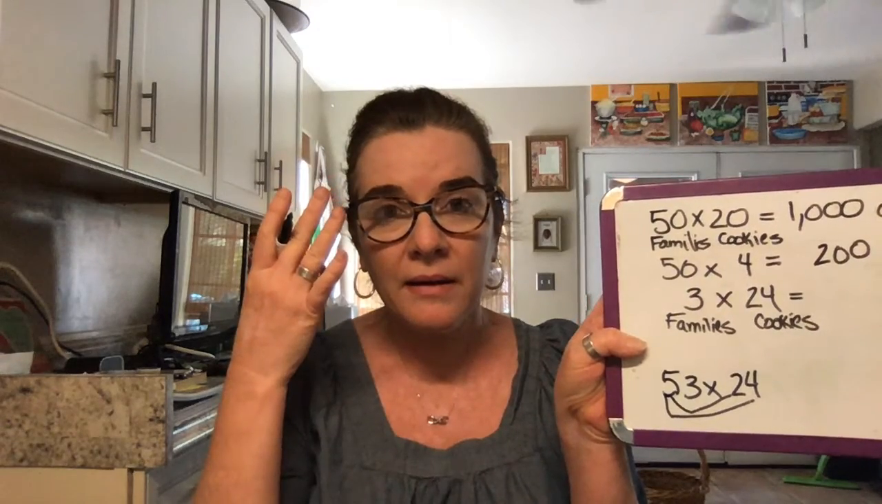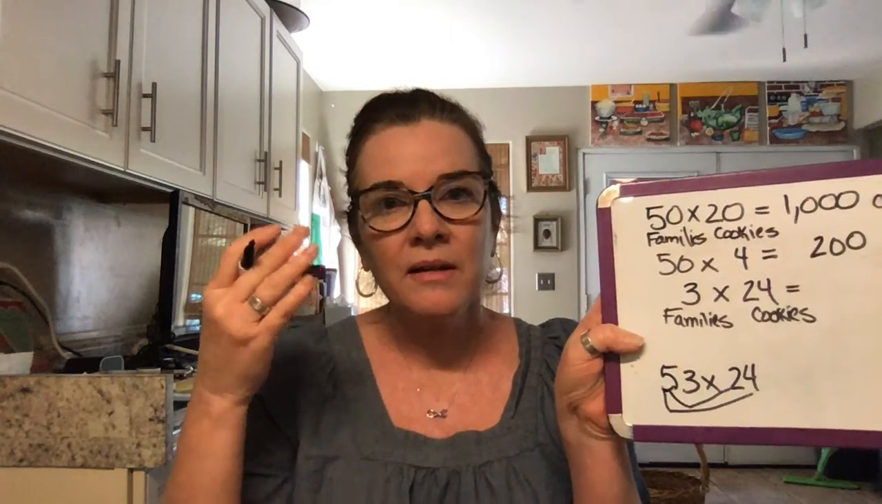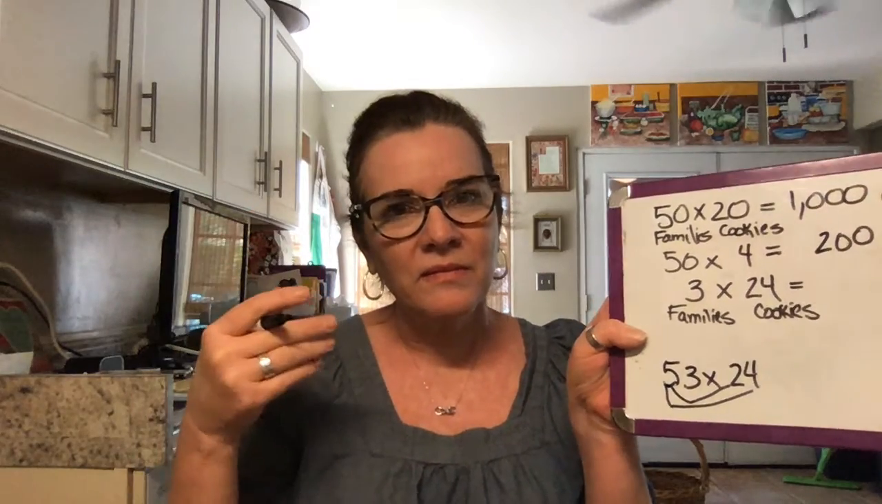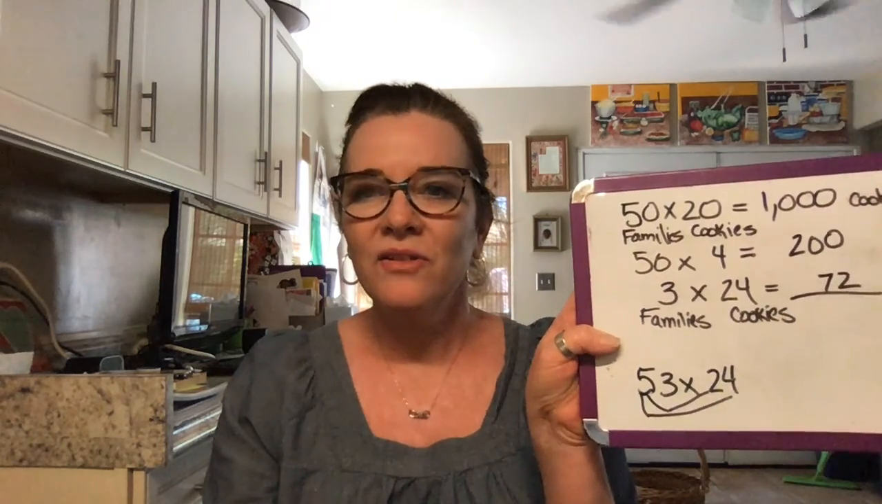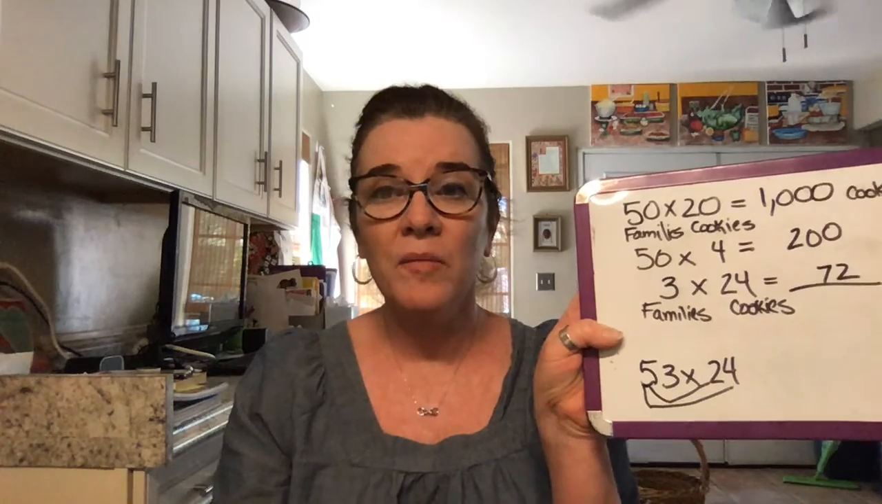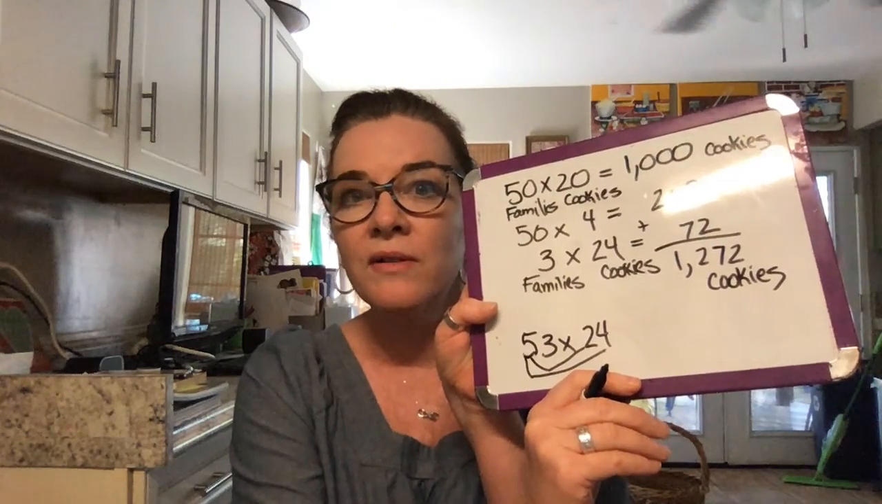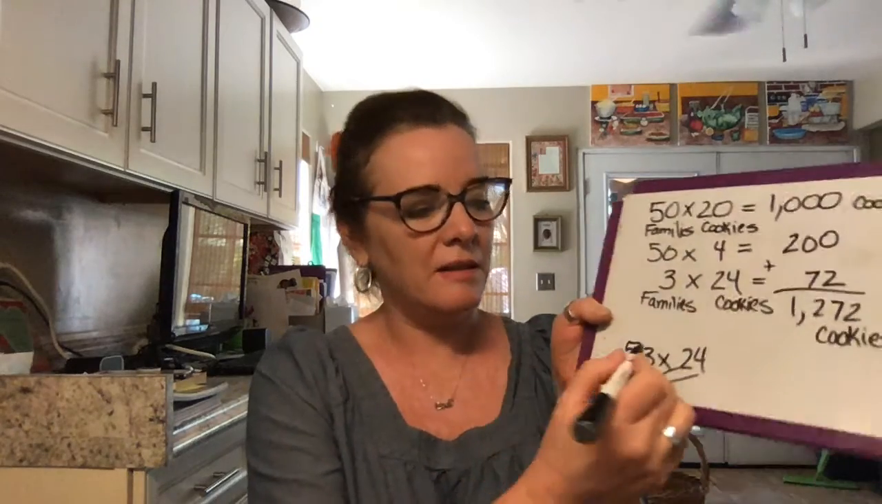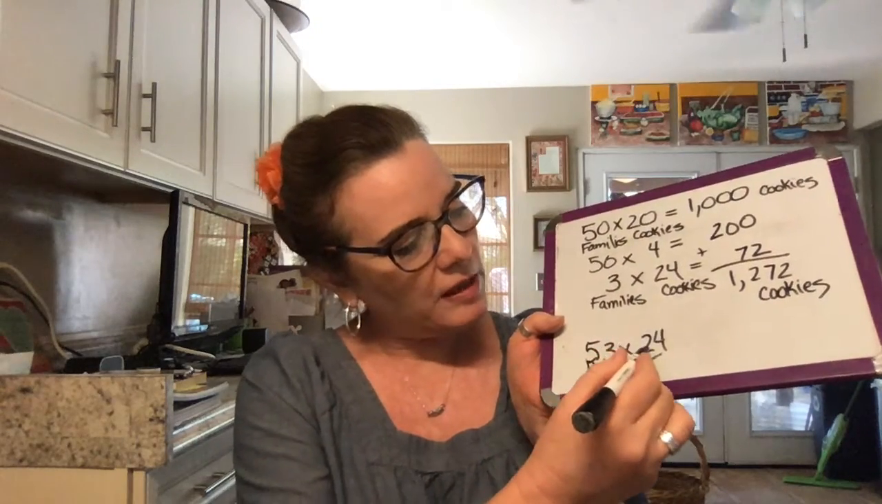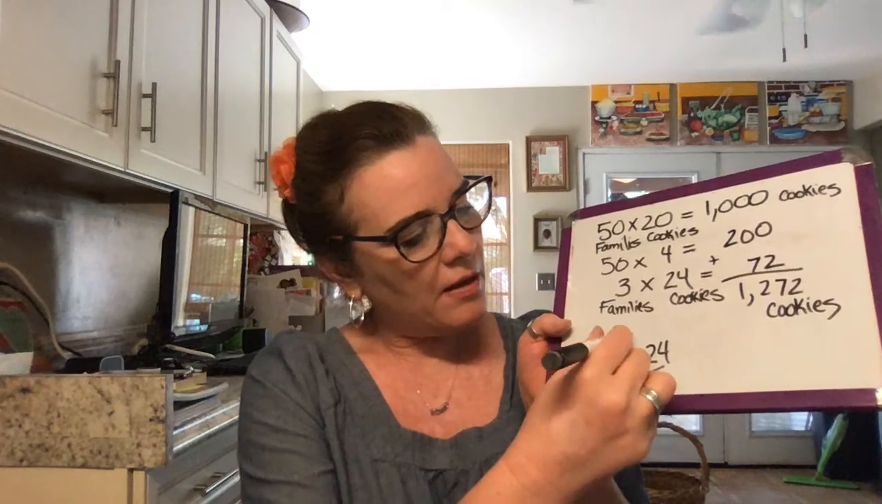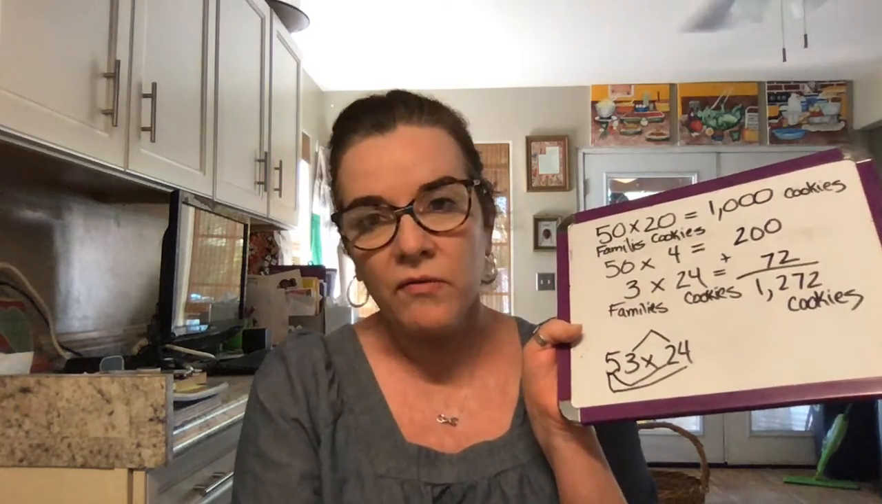That's what I did in my head. I did 3 times 20, 60. 3 times 4, 12. 60 plus 12, 72. Okay, 72. All right. So now I've gotten all my cookies to all my families, and I just add them up. Oh, my estimate was 1,200, and my actual number of total cookies, 1,272. Fantastic. Okay, so I did 50 times 20 and 50 times 4, and then I did 3 more 24s.